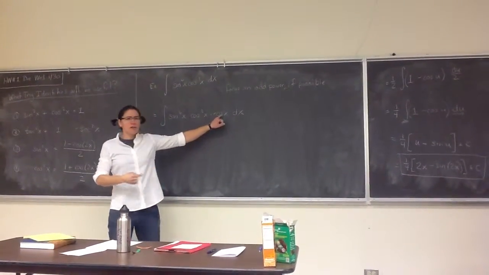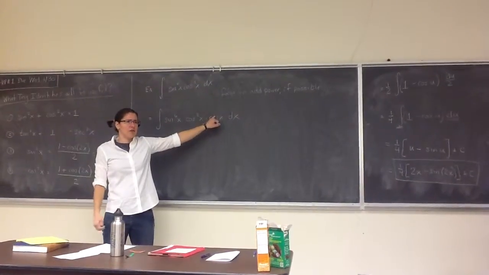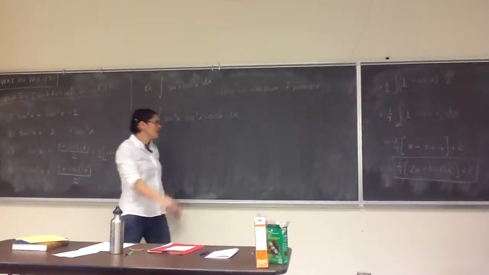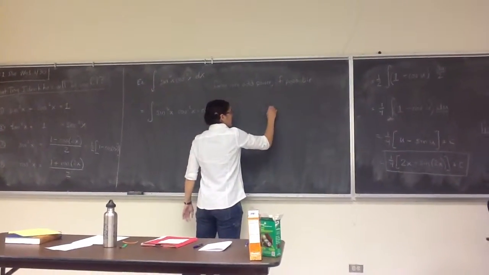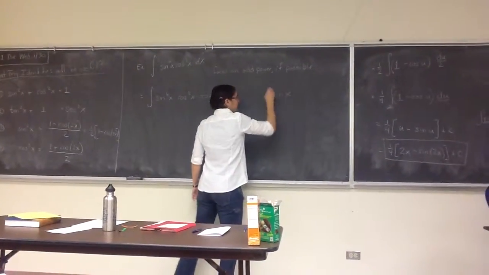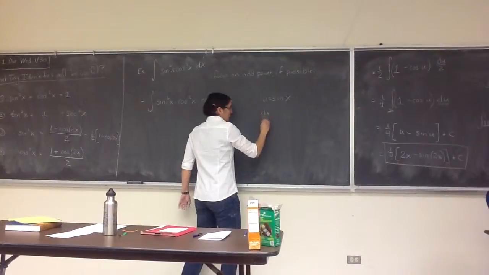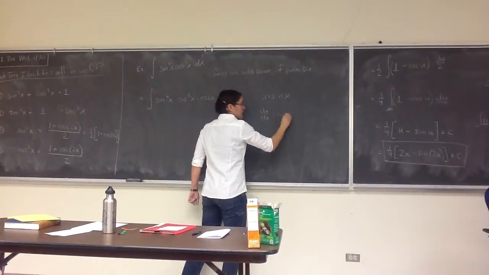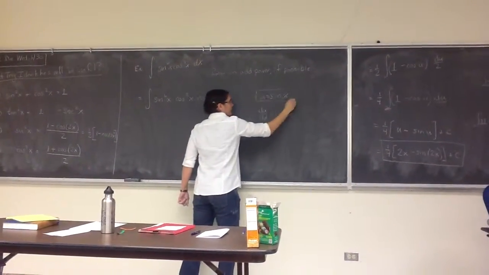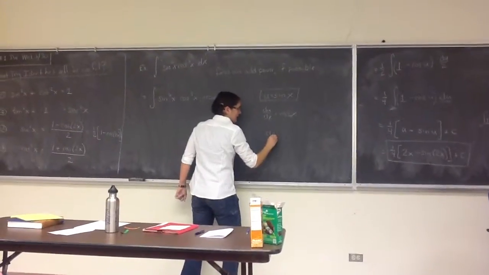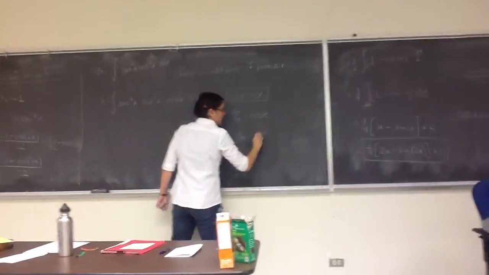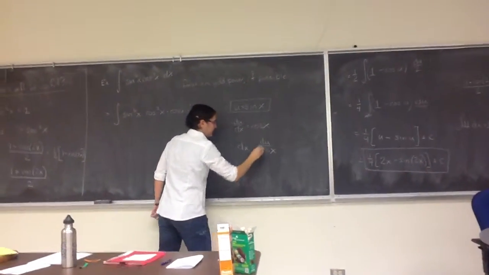All right, so what should my u be in order to cancel a cosine? Yeah, a good choice would be, let's let u be equal to sine x. So then our derivative, du over dx, is cosine x, and that's what we were looking for. And so dx is equal to du over cosine x.